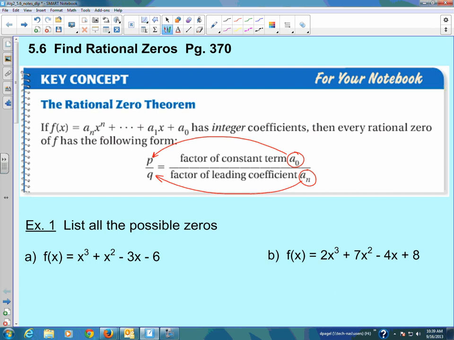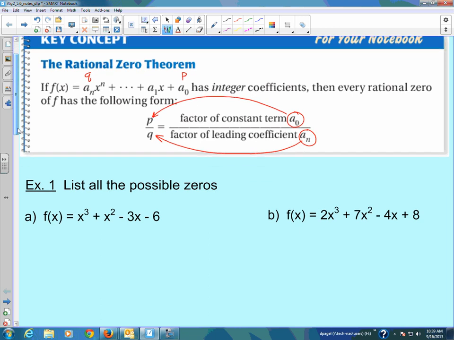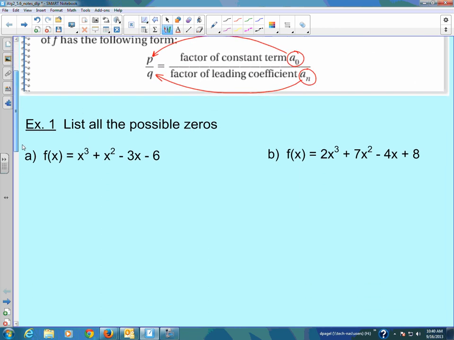The thing that just gets a little confusing is what is p and what is q. If we remember that p is related to the constant factors, and q is related to our leading coefficient factors, that's what we're going to do to set this stuff up. All right, here we go.